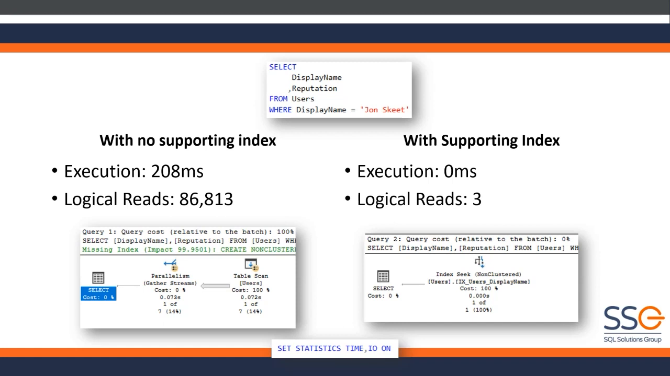On the right here, I created an index which is on display name and includes reputation. It completes immediately, and it does 3 logical reads. Now, the way you can see how many logical reads you're doing is at the bottom there. On your query, for the first line in your transaction, you could put set statistics time IO on, and then run your query. And that will give you a lot of useful statistics, including these. It'll output into the message tab in Management Studio.